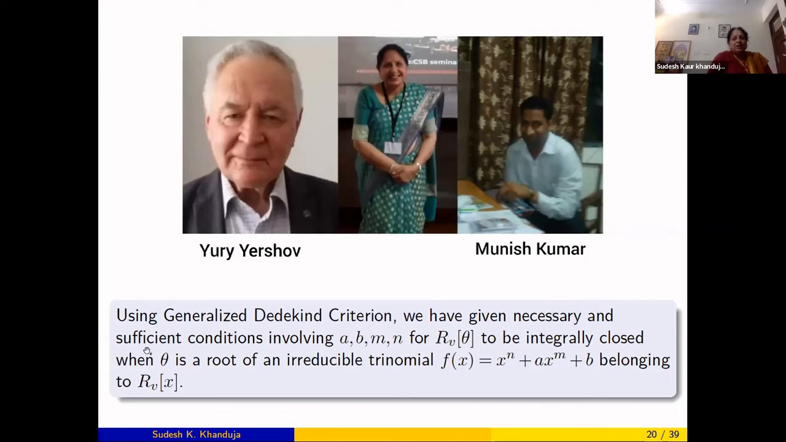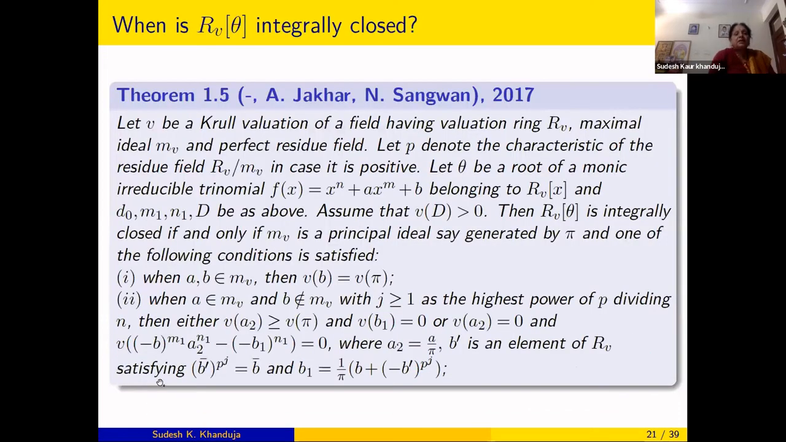So using the generalized Dedekind criterion, we have given necessary and sufficient conditions involving a, b, m, n for RV[theta] to be integrally closed, where theta is the root of an irreducible trinomial f(x) equal to x to the power n plus a x to the power m plus b, not belonging to Z[x] but belonging to RV[x], where RV is any valuation ring. So next slide.